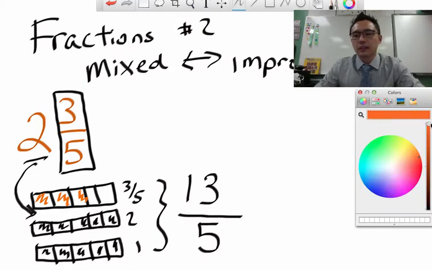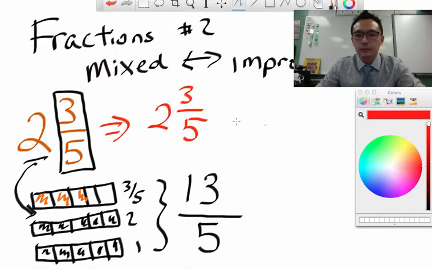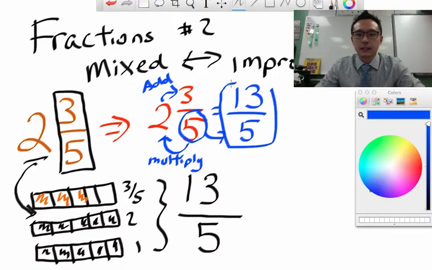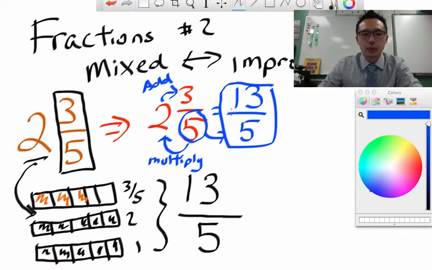A shortcut to doing this is a method where I'm just going to rewrite this so you can see. So this is the same thing. The shortcut is taking the denominator, 5, and multiplying it by your whole number. So 5 times 2 is 10, and then the last thing is to add your numerator. So that's 5 times 2, which is 10, plus 3 is 13. And the beauty of this is that you don't have to do anything to the denominator, so you're just going to move it over, and that's it. So that's changing from a mixed number to an improper fraction.